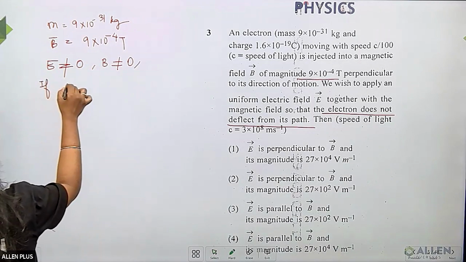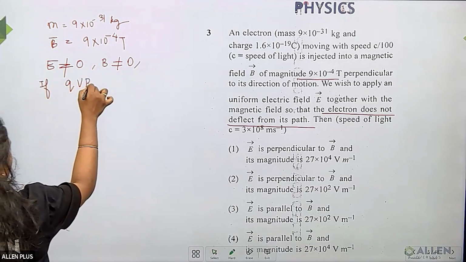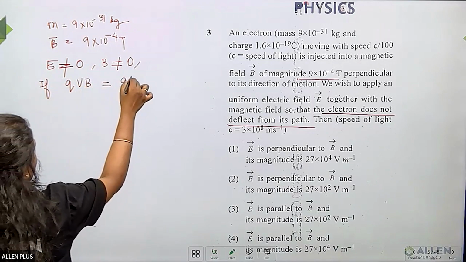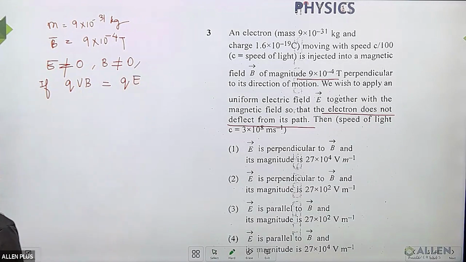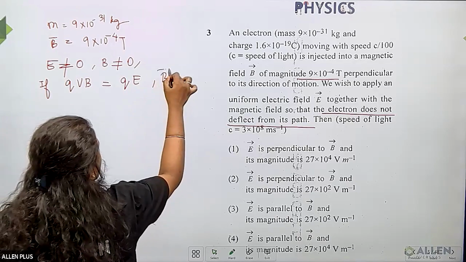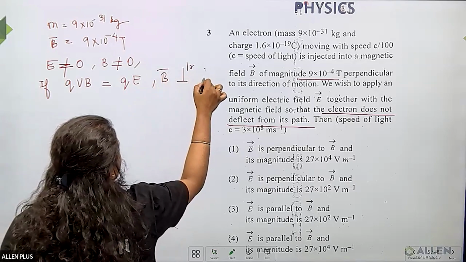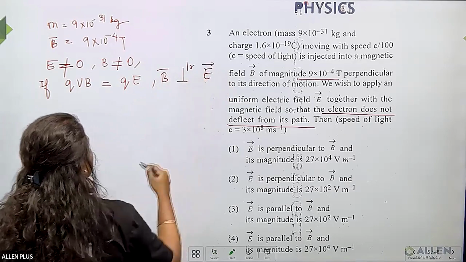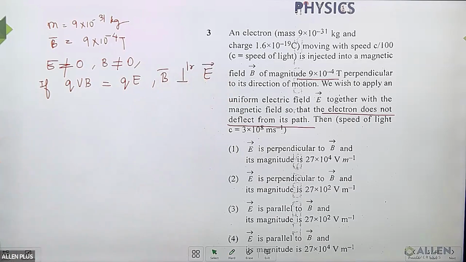If the magnetic force value is exactly equal to the electrostatic force given here, and provided that the magnetic field is also perpendicular to the electric field, we can say the particle won't undergo any sort of deflection. This is what we call the velocity selector condition, right?